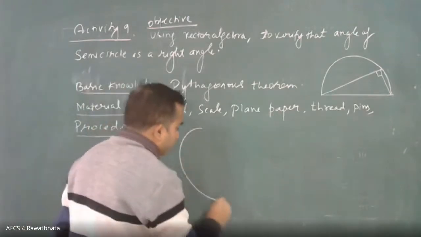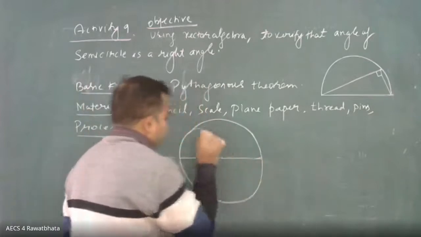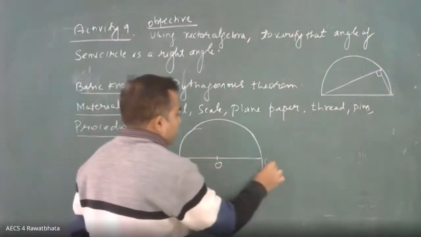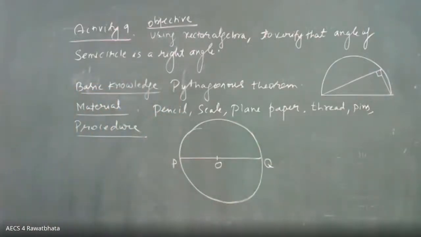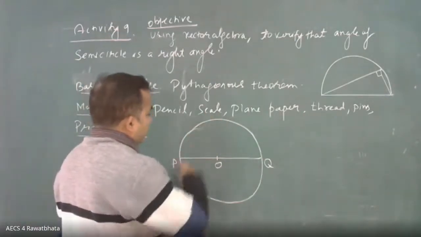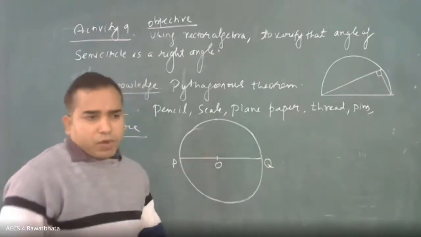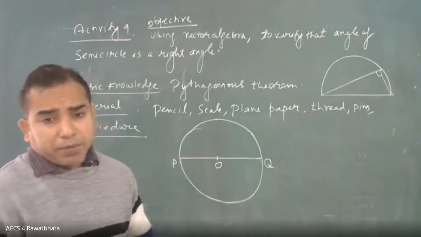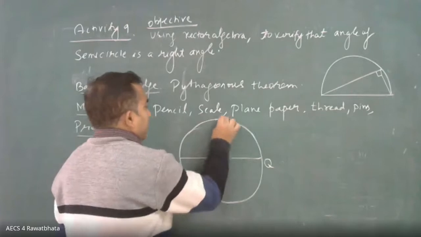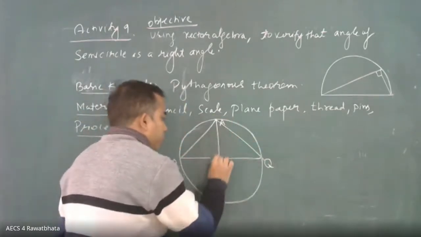You draw a circle of suitable radius, make its diameter. Correct. Give some names. Let it be O, let it be P, let it be Q. Okay. And this is a semicircle. Take any point. Suppose this point I have taken. Two figures we will draw. We will verify by using two diagrams. So say it is A. Join it. Join this. Join this. Make arrows.